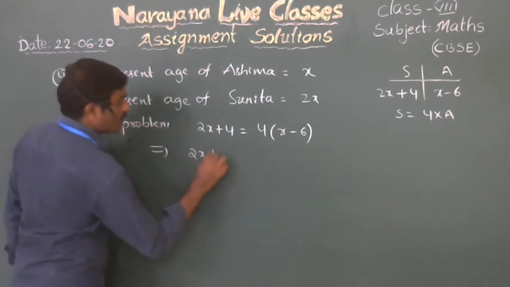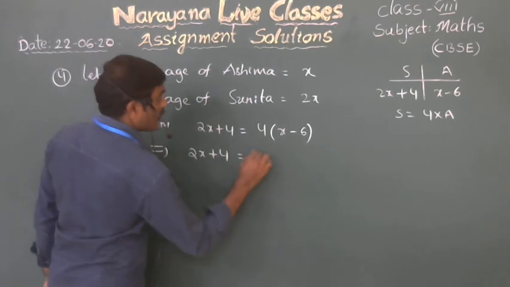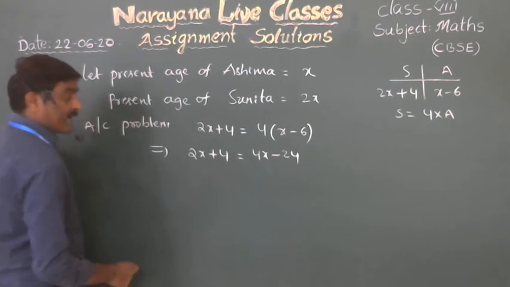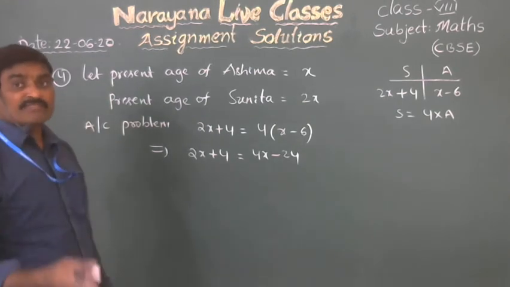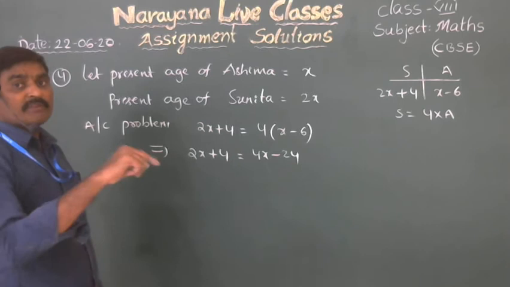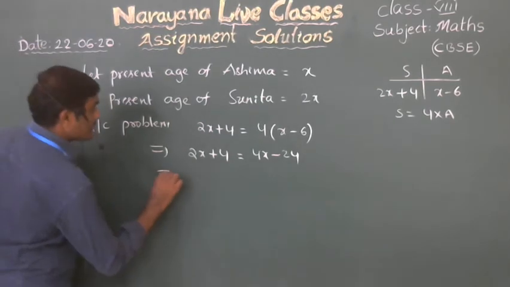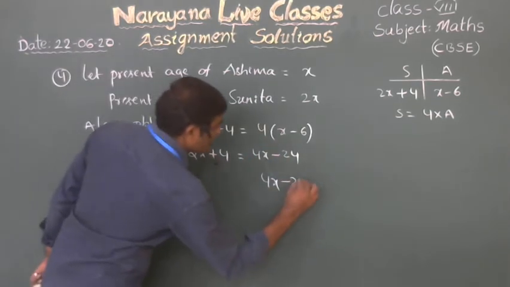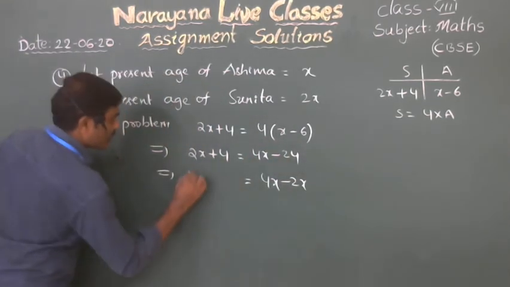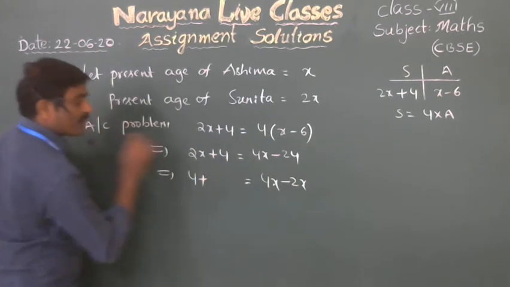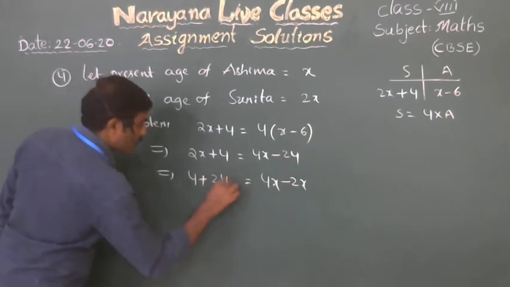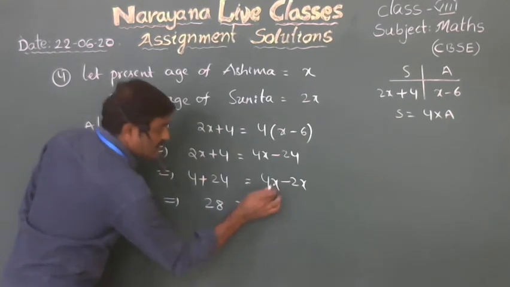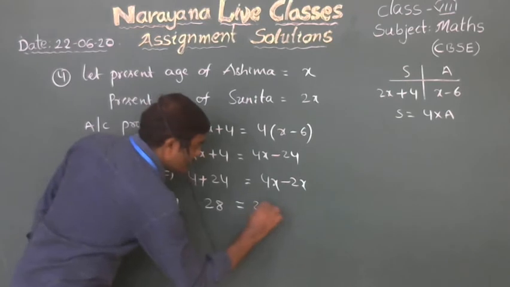2x plus 4 is equal to 4x minus 4 into 6, which is 24. All the variables will be transformed to one side and the constants to the other side. So the 2x will be transformed to the right side as minus 2x, and the minus 24 will be transformed to the left side as plus 24, which gives 4 plus 24, equal to 28, is equal to 4x minus 2x, which is 2x.